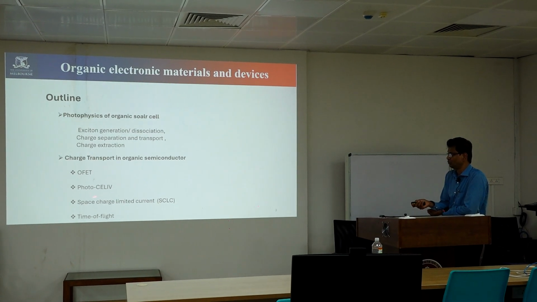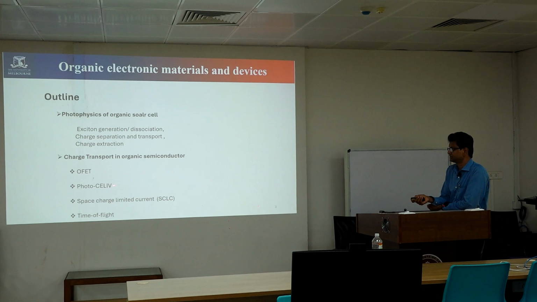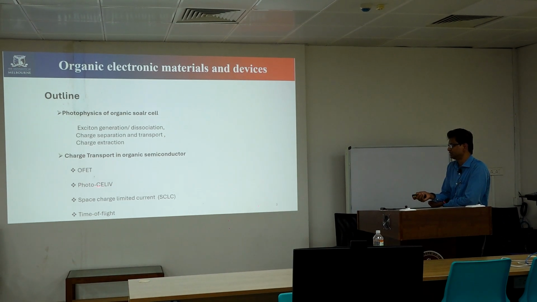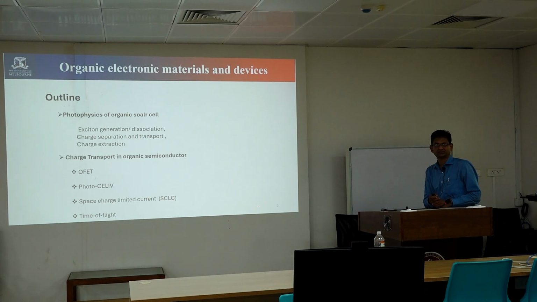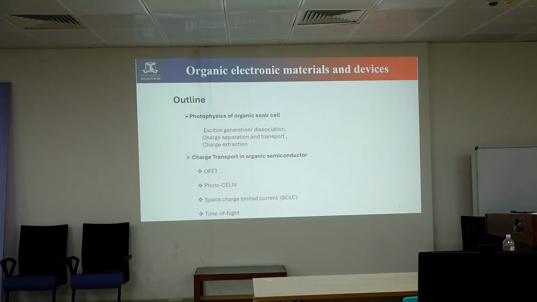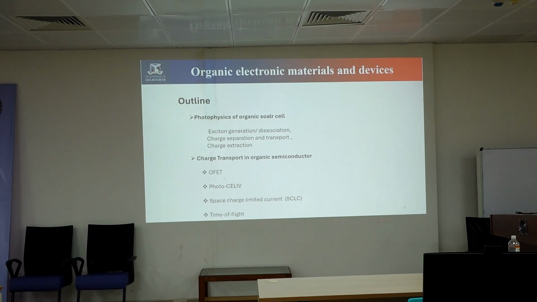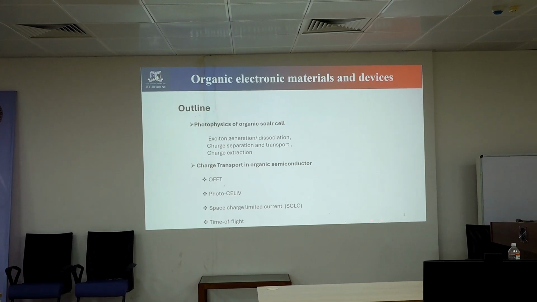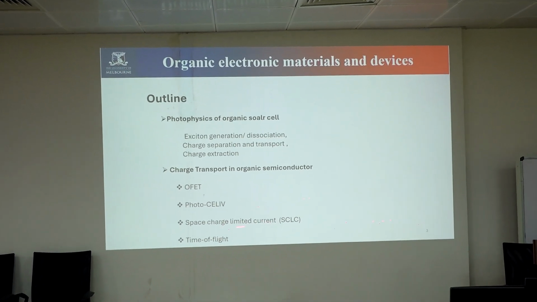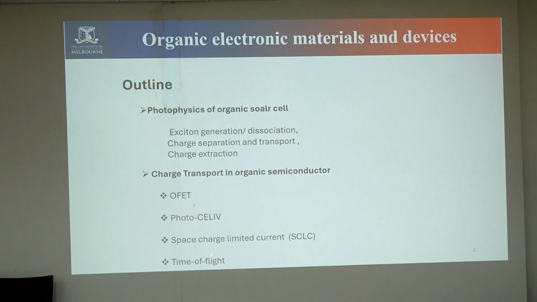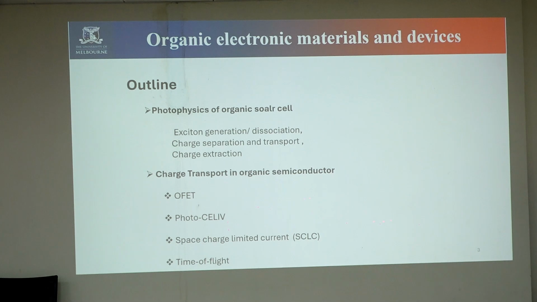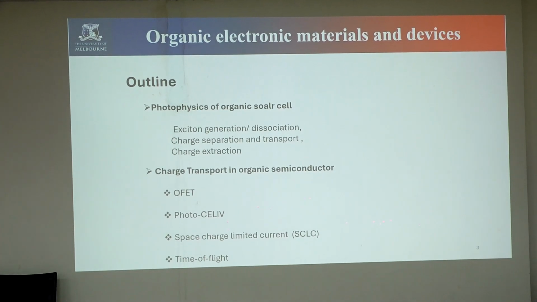Next, I will do photo-CELIV. Photo-CELIV is nothing but using photons for charge extraction by linearly increasing voltage; that is what is called CELIV. The third one is space charge limited current. Yesterday I introduced what space charge is, because when we join a PN junction, some of the charge goes to the other side. We will see how this space charge affects charge transport, and how we use space charge limited current to derive the charge transport. Finally, I will talk about time of flight. All these four methods can be used to find the mobility of the charge carriers generated in organic photovoltaics.